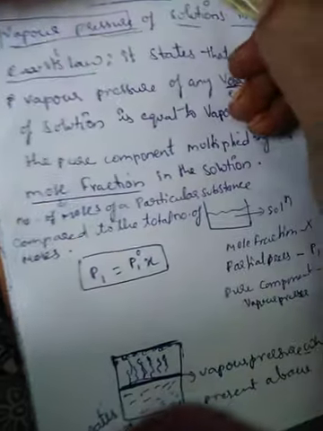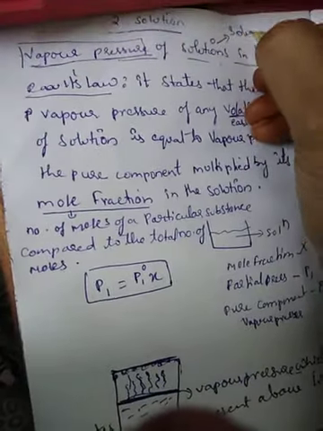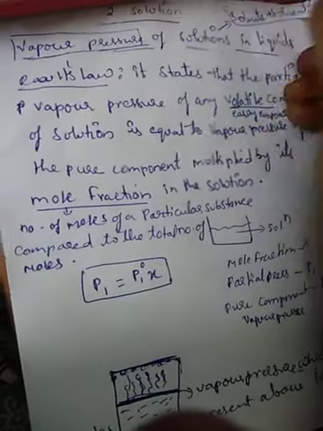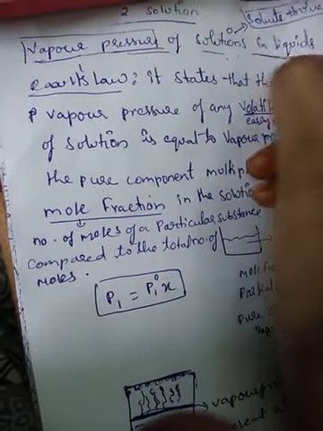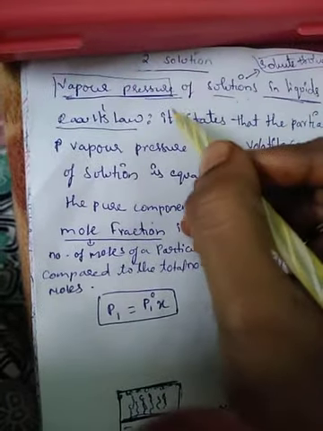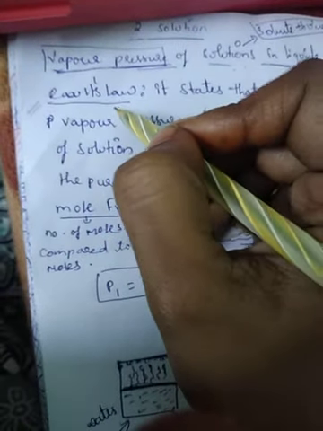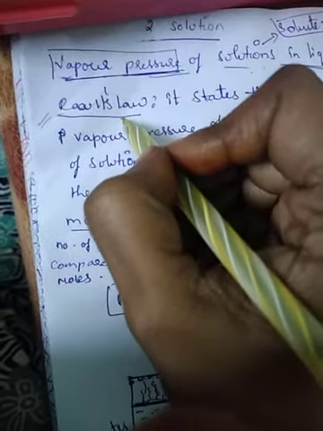So our topic is vapor pressure of solution. Already you learnt what a solution is. Solution is nothing but solute plus solvent. So let us see the topic, vapor pressure of solution. In all liquid solutions, how much is the vapor pressure affected? This can easily be explained with the help of Raoult's law. So let us see what Raoult's law is.